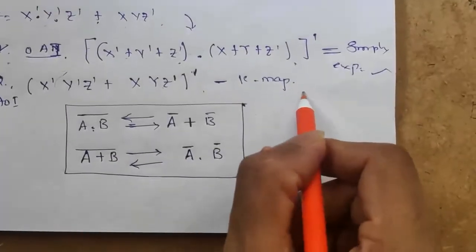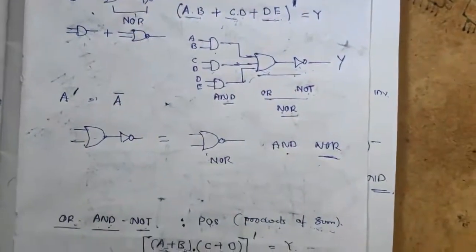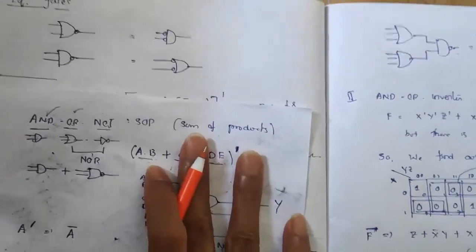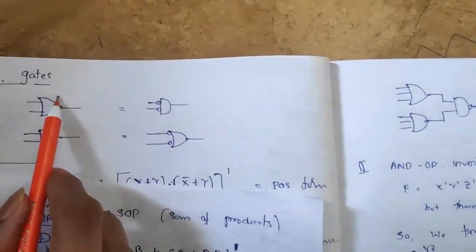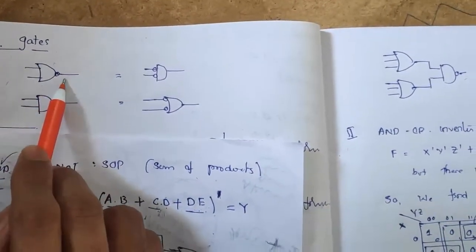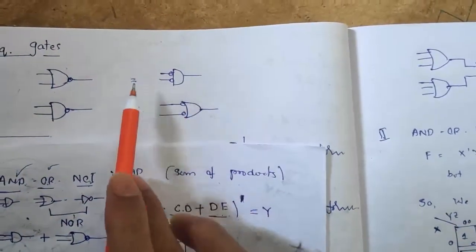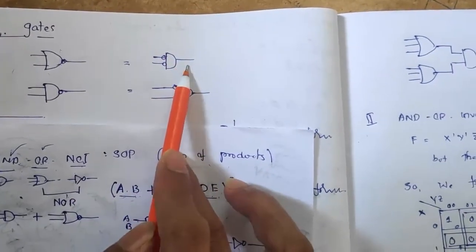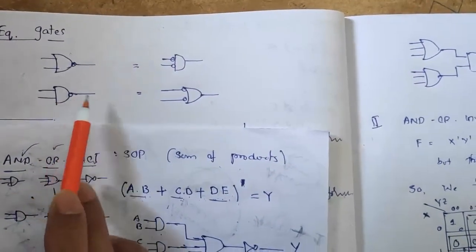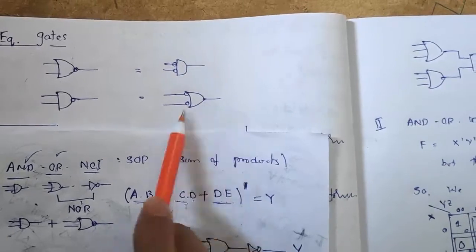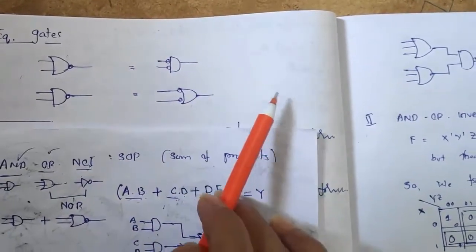Okay, next is K-map. So this example we will do using K-map. Before that, you have a prerequisite to study. So equivalent gates. I represent it like this. A NOR gate is equivalent to a bubbled AND gate. This is the bubbled AND gate. Similarly, a NAND gate is equivalent to a bubbled OR gate. So you have to understand these things before going to the next.